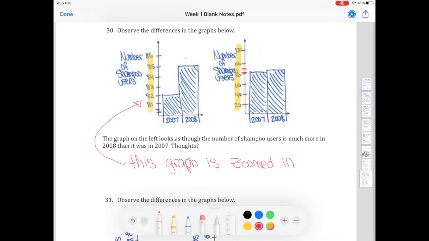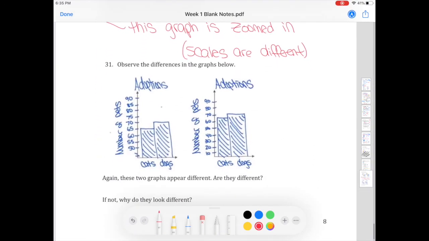Certain companies that want to show drastic results for stuff like this, if they show a graph on a commercial or even in like an article or something, they might use this to their advantage because some people don't really look at your axes. They just look like, wow, it's almost like twice as much used it in 2008 when really it's only a difference of 3 people. It looks like so much more. It's kind of like cheating. It's deceiving your eyes. So the graph is zoomed in. Scales are different.